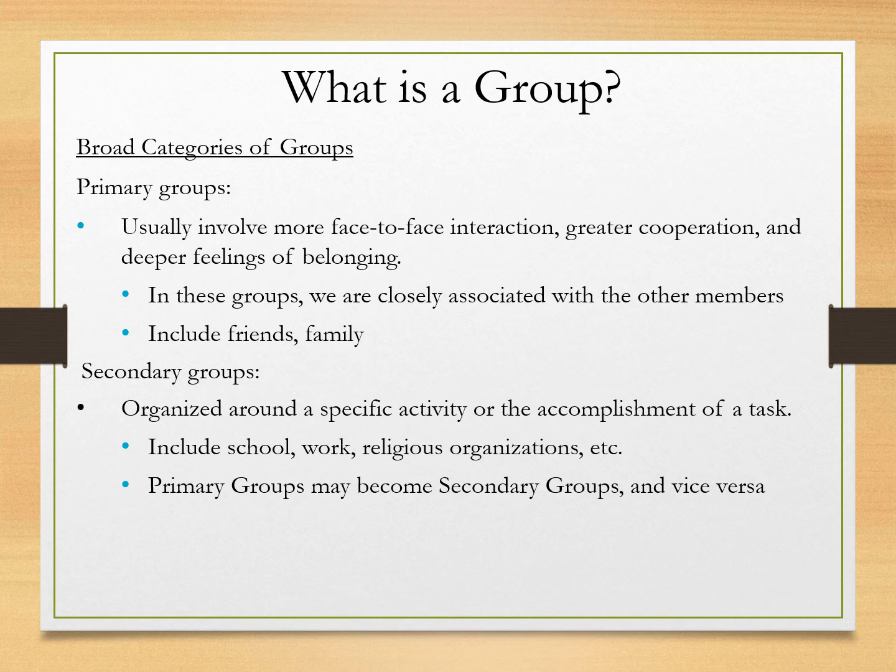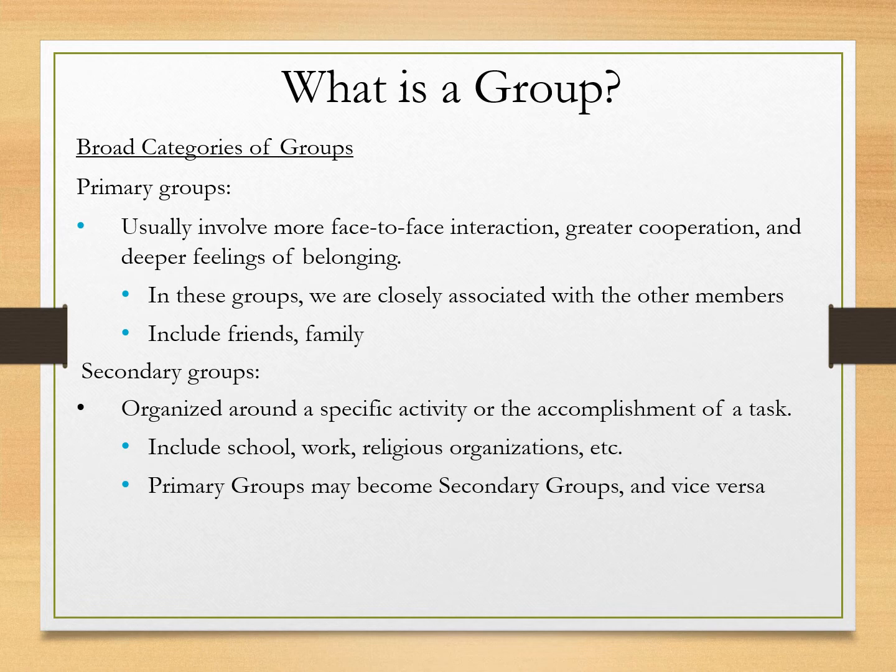There are a number of broad categories of groups. First, let's talk about primary groups and secondary groups. In primary groups, we usually have more face-to-face interactions, greater cooperation, and deeper feelings of belonging. These groups are ones in which we feel very closely tied to other members of the group. These are the people that you say, well, I would put myself in harm's way for that person. That's a primary group.